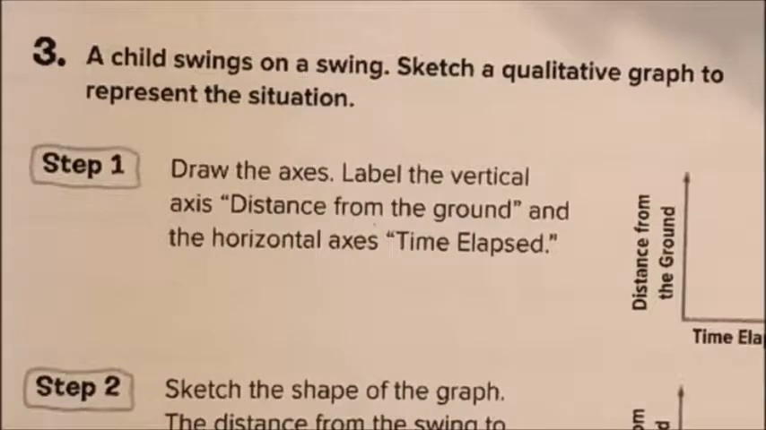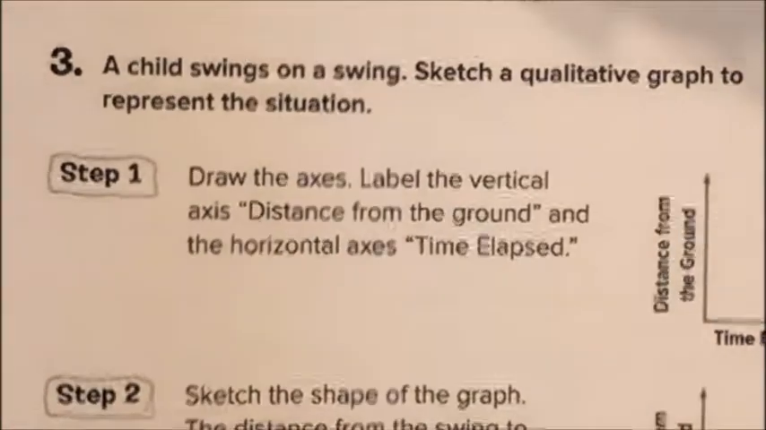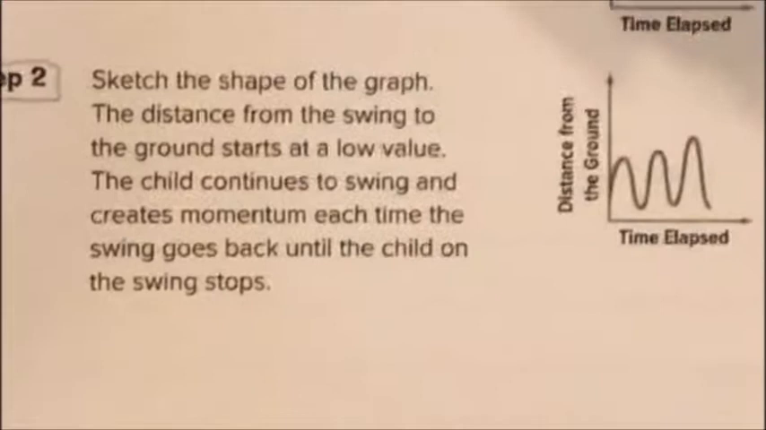Number 3, a child swings on a swing. Sketch a qualitative graph to represent the situation. Okay, so first I draw the axes, label the vertical axis distance from ground, and the horizontal axis time elapsed. Then I can sketch the shape of the graph.